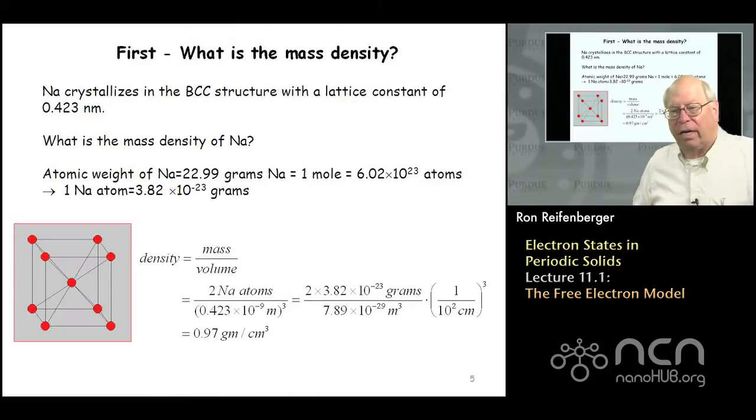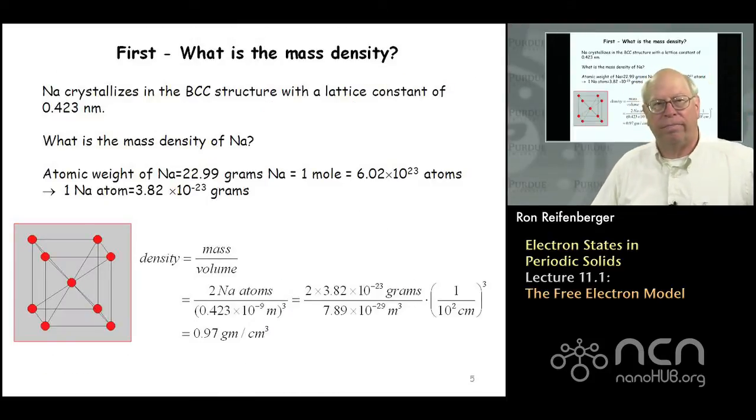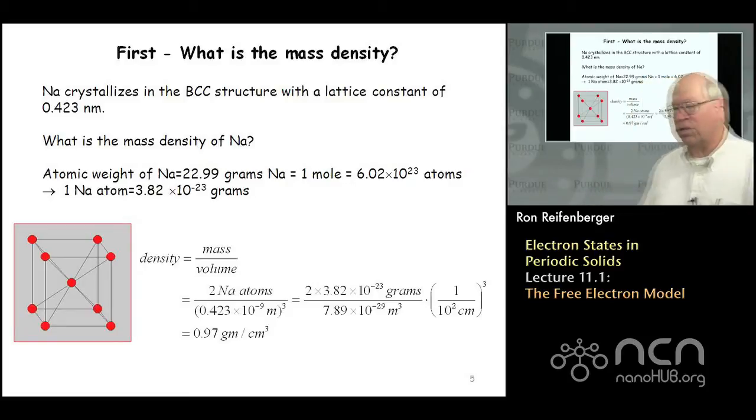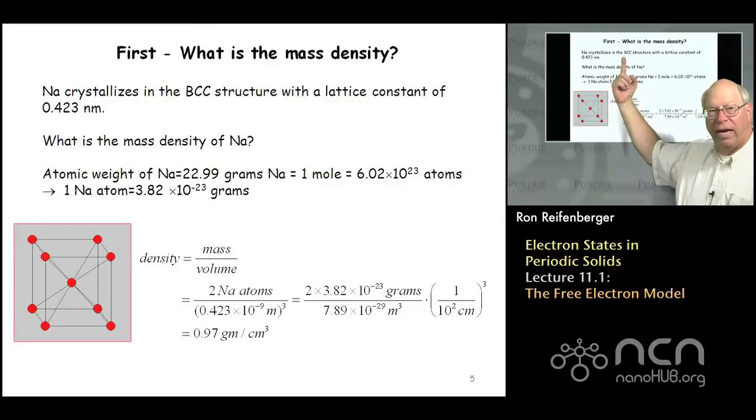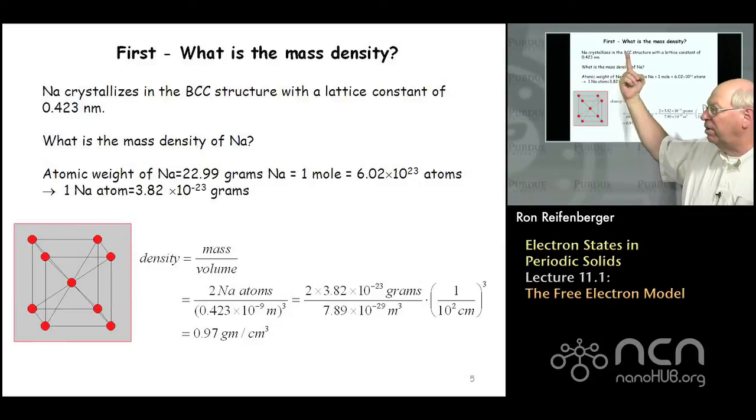To do that, we first have to realize that if we know the crystal structure, and if we know the lattice constant of a particular metal, then we can actually calculate its mass density from first principles. This is illustrated in this slide. We take sodium, which is probably the simplest metal that we can imagine. We do X-ray crystallographic studies, and we learn that sodium crystallizes in the body-centered cubic structure.